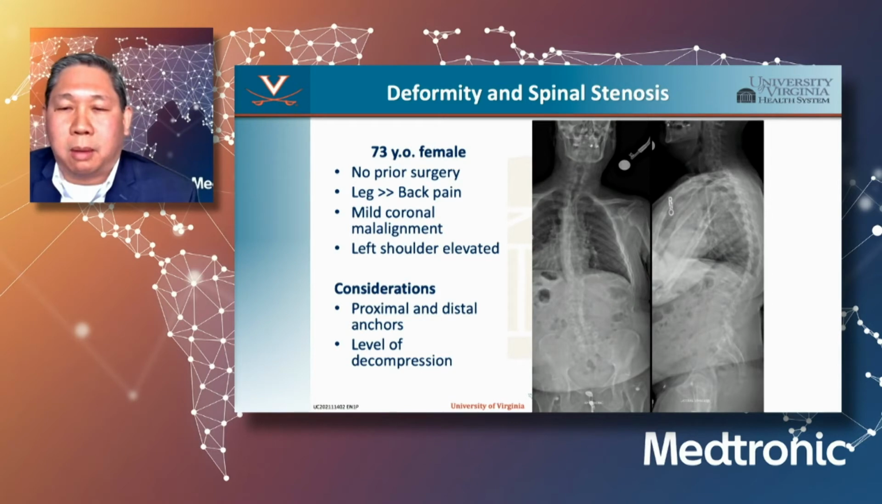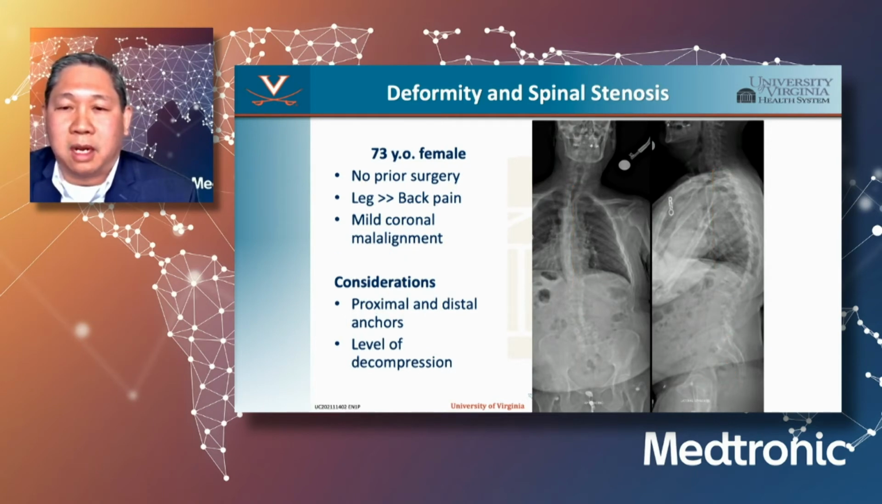This is a 73-year-old who comes in with a little bit of coronal shift to the left, and their sagittal alignment looks pretty good, but they're complaining mostly of leg pain, right? So this is leg much more than back. They've had this deformity for a while. Their left shoulder is a little elevated, but they're comfortable with that. They're really complaining of their left leg. So in this case, for me, this is really a stenosis with some deformity.